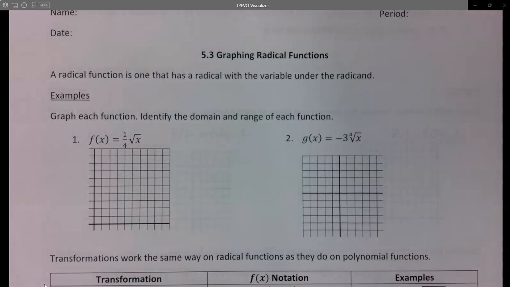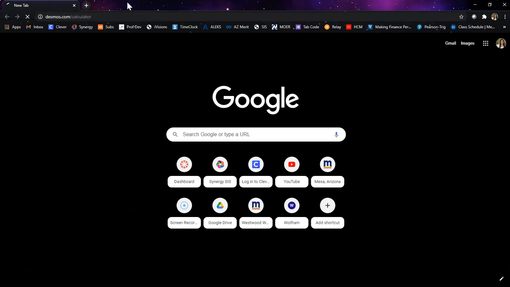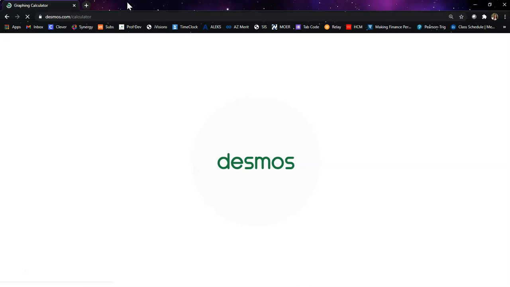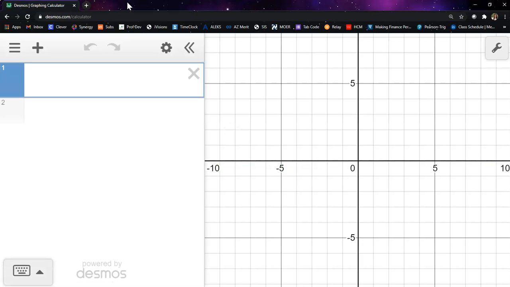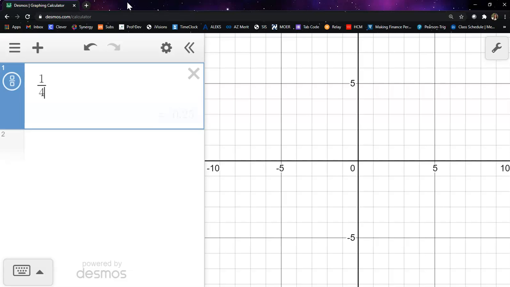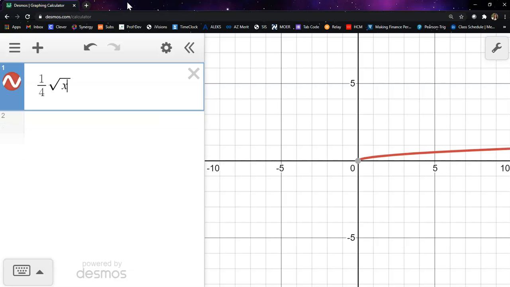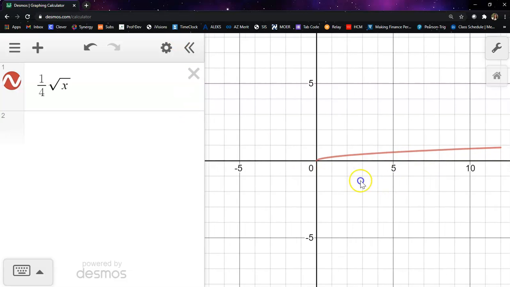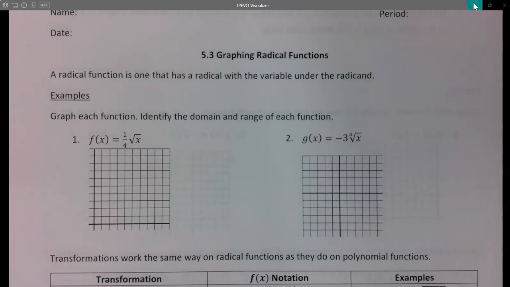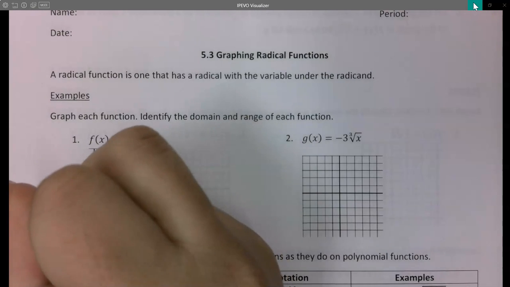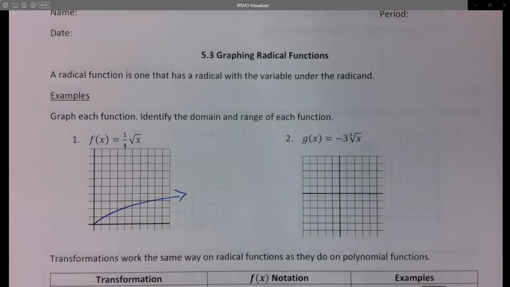So the first two want me to graph the function and then state the domain and range. So what I first want to do here is go to Desmos. I'm going to type in my first equation. So it looks like this. Square root symbol? Yeah. SQRT.